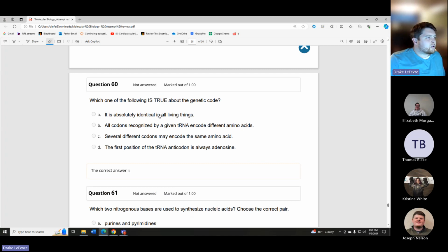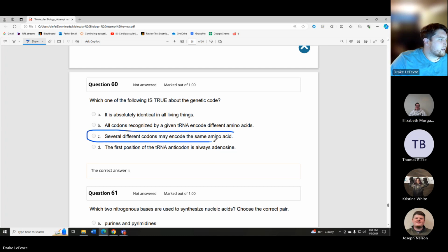Which one of the following is true about the genetic code? It is absolutely identical in all living things. All codons recognized by a given tRNA encode different amino acids. Several different codons may encode the same amino acid. Or the first position of the tRNA anticodon is always adenosine. Several different codons may encode the same amino acid. Exactly.